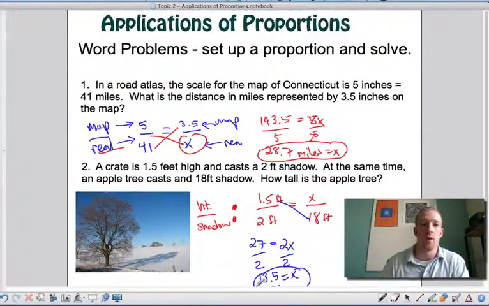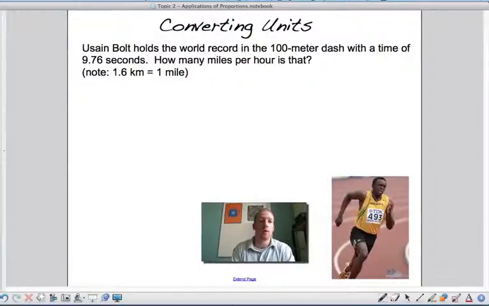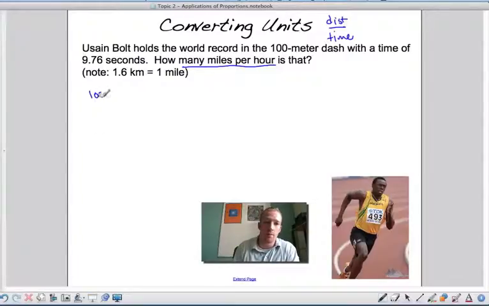Okay, so now unit conversion is one other way we apply proportions. So we've got Usain Bolt runs a world record on the 100-meter dash with a time of 9.76. That's really, really fast. How many miles per hour is that? Okay, so miles per hour is going to be a distance per unit time.